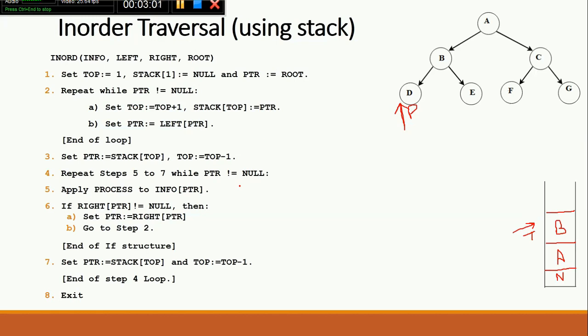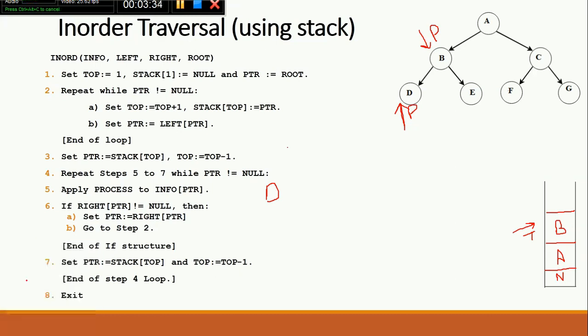The ptr is not null. It says apply the process, so I will print the data here. Then it says if the right ptr is not equal to null, but in my case the right ptr is equal to null. So step number 6 is not going to work. Go to step number 7. It says whatever you have in the stack top, copy to the ptr. So the ptr will now point to the B here and top is equal to top minus 1.